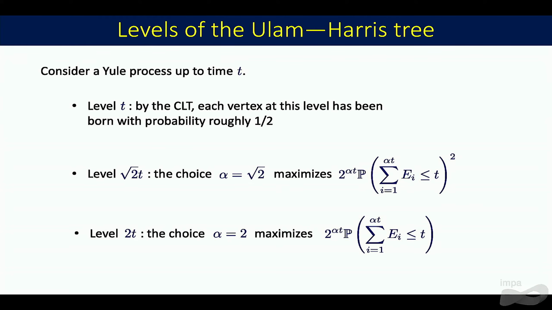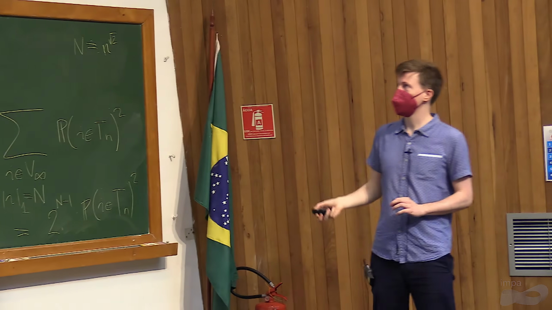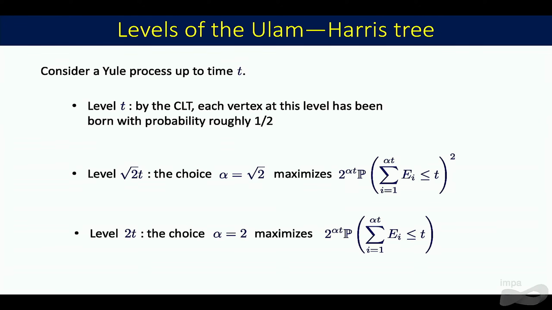Okay? There are other interesting choices to consider. If you look at not level square root 2 times t, but level t, that's when all the nodes are born. At that level, all nodes are born with some probability, roughly a half. There are other interesting levels to consider.